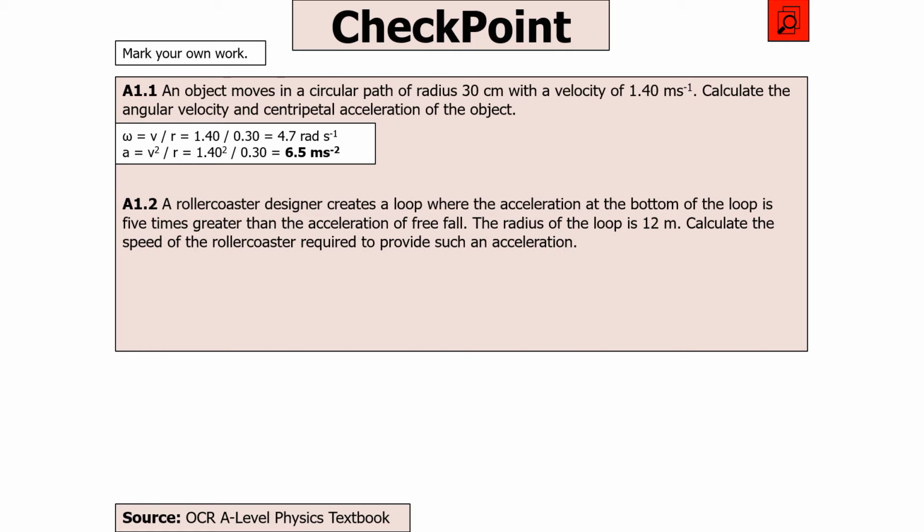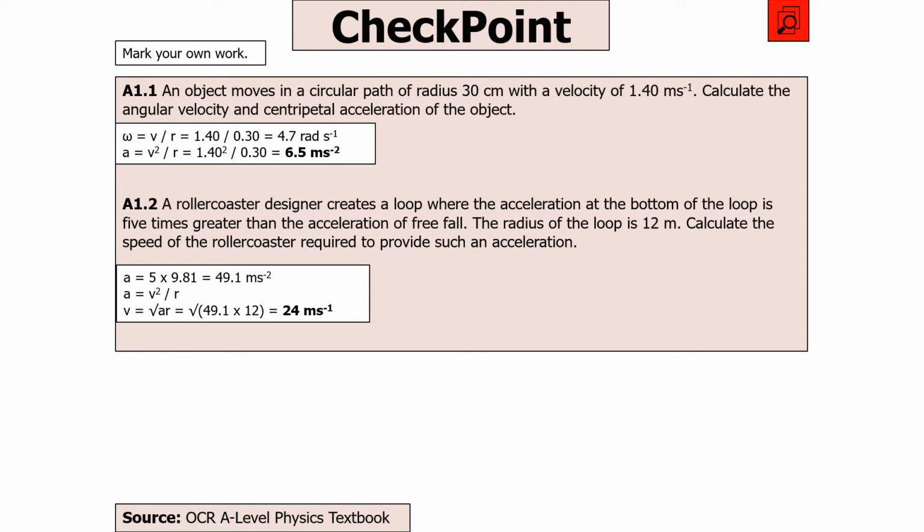In this next question, we can work out what the acceleration of our object must be. It must be 5 times greater than the acceleration due to gravity, so therefore you can work it out to be 49.1 meters per second squared. We know a equals v squared over r, so v equals the square root of ar. Pop in all the values and you get 24 meters per second.